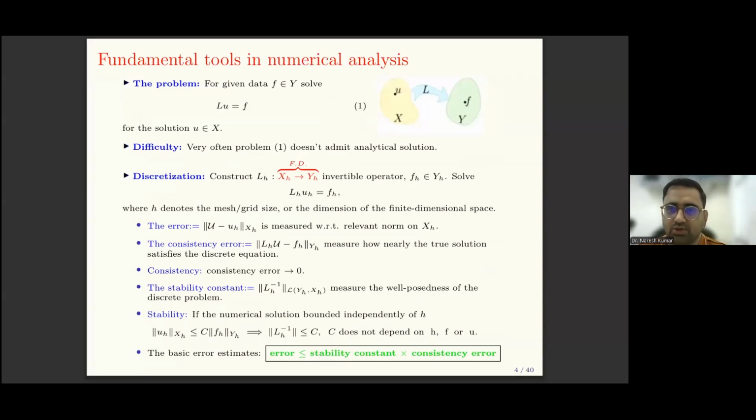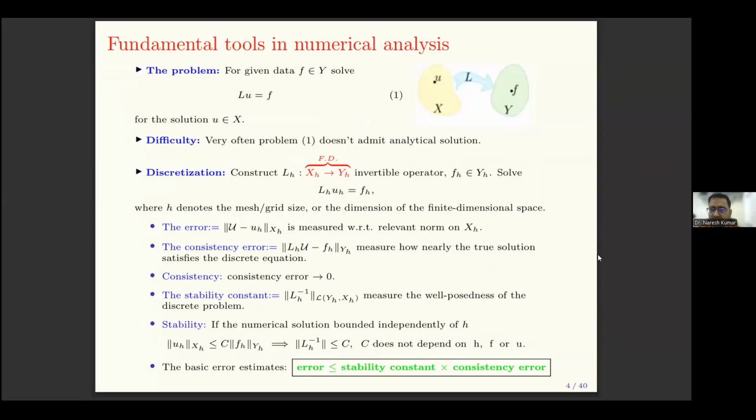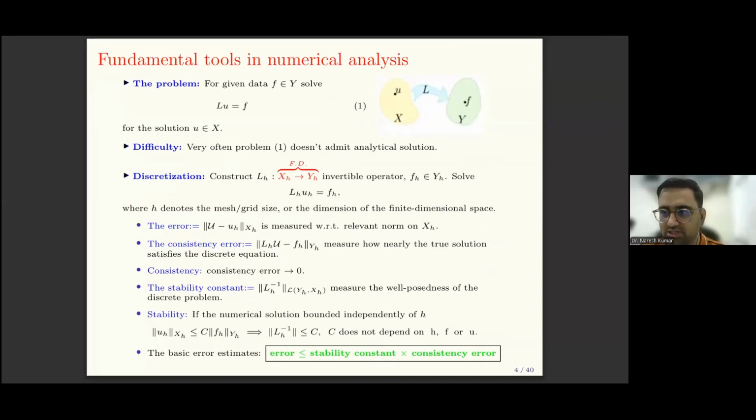Can we solve this L of U equal to F? Sometimes it's very difficult to find the analytical solutions for this equation. So can we search for any other methods to find the solutions? We have the numerical approach. If we apply a numerical approach, then first we have to reduce our infinite dimensional space into a finite dimensional setting due to the implementation part.